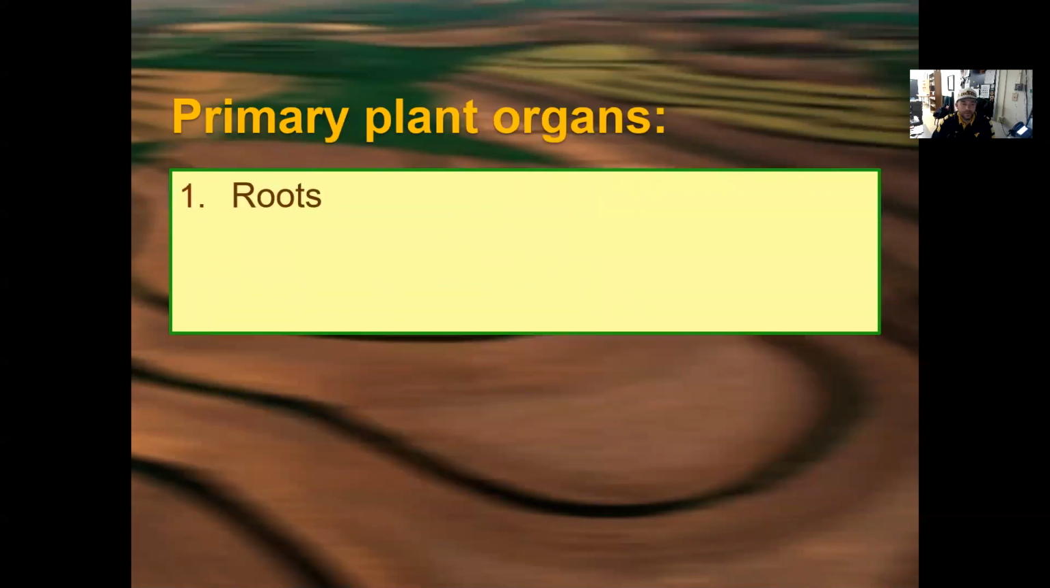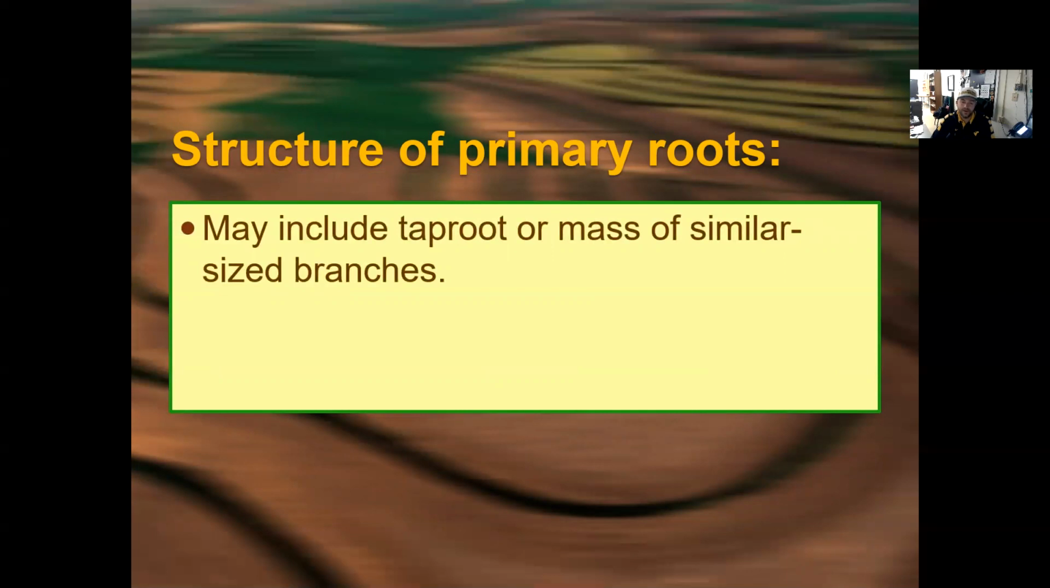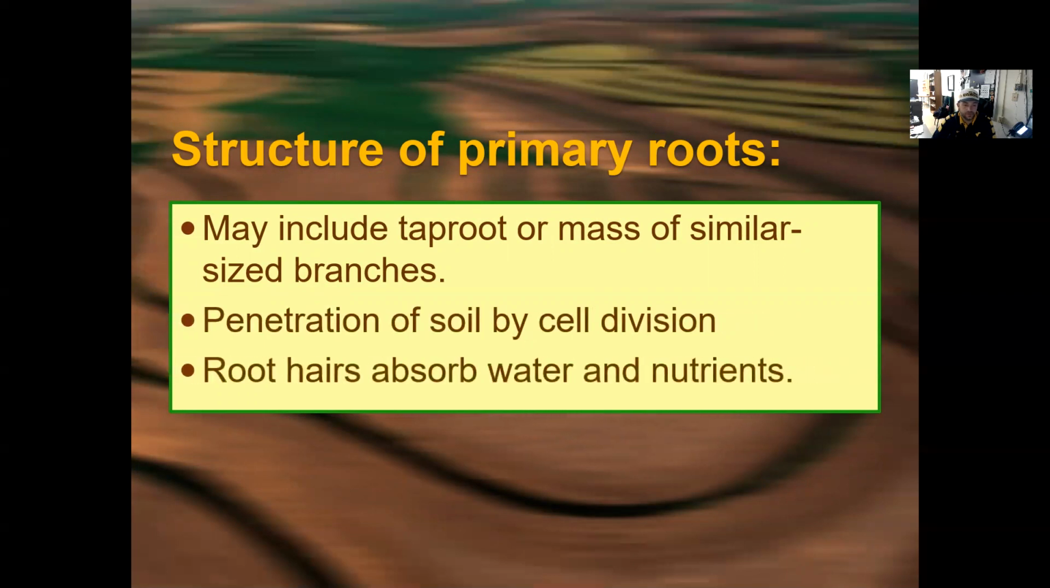Primary plant organs: roots, stems, and leaves. Now, structure of primary roots: this may include the taproot and or mass of similar sized branches. Penetration of soil by cell division, and root hairs absorb water and nutrients. When we really take a look at roots, you'll see little fibers coming off them at the end. That's actually what's sucking up the water and nutrients into the trunk. That large bark there is actually keeping that plant stable, and the deeper your root system goes, the more solid your tree is going to be in the ground.